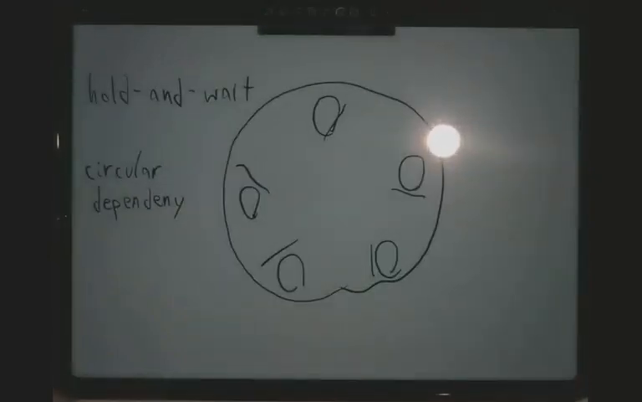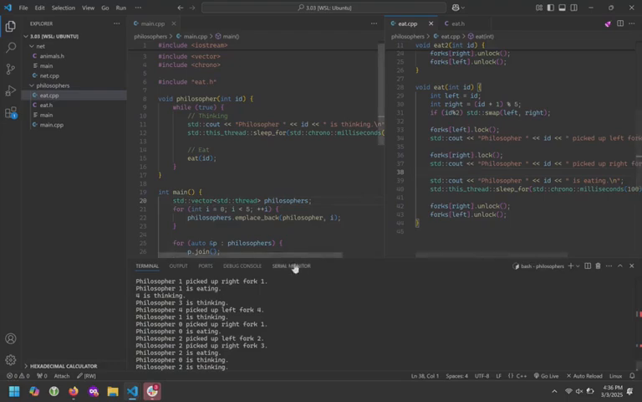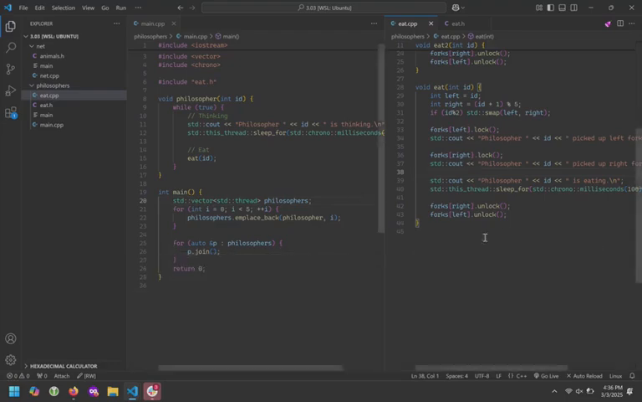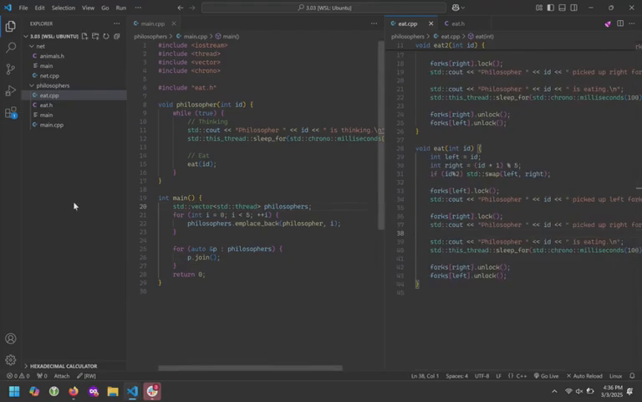Okay, cool. Can anyone think of a, actually, well, I'll switch over to code really quick. Okay, so here I have the dining philosopher problem already implemented.